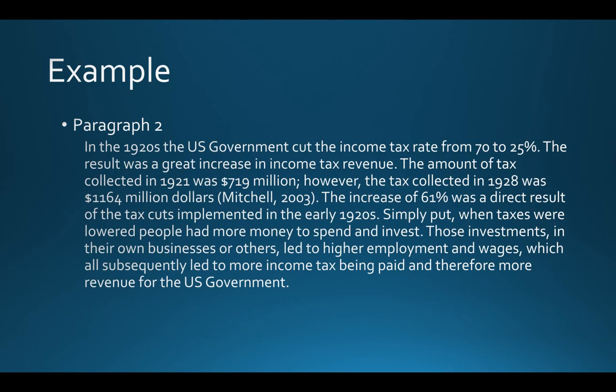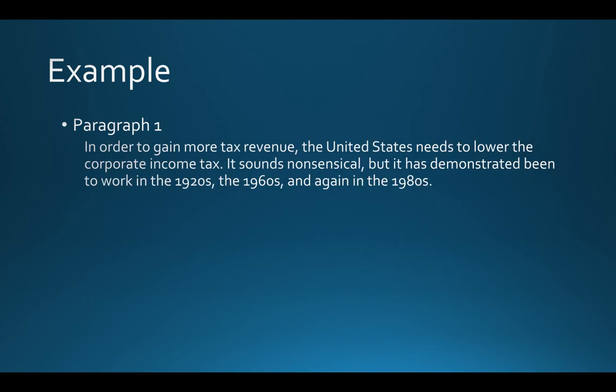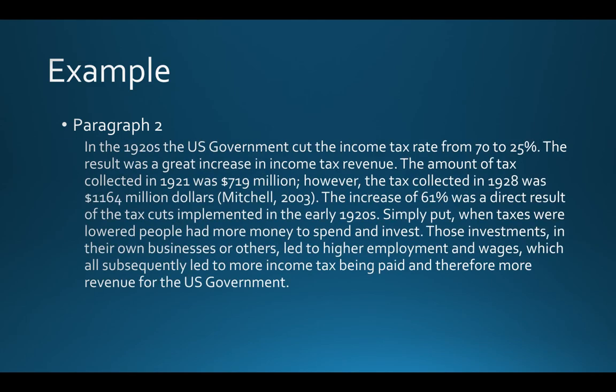Let's look at paragraph 2. In the 1920s, the U.S. government cut the income tax rate from 70 to 25%. Now, if we go back to the previous paragraph, I say it worked in the 1920s. This paragraph says in the 1920s, so I can easily connect those two. The result was a great increase in income tax revenue. The amount of tax collected in 1921 was $719 million. However, the tax collected in 1928 was $1,164 million, so about $1.1 billion. And then I provide a citation. So essentially, the topic sentence is really the first two.